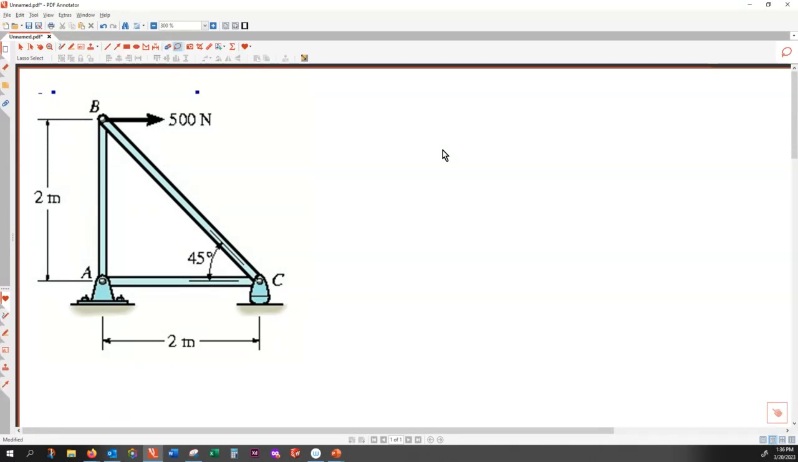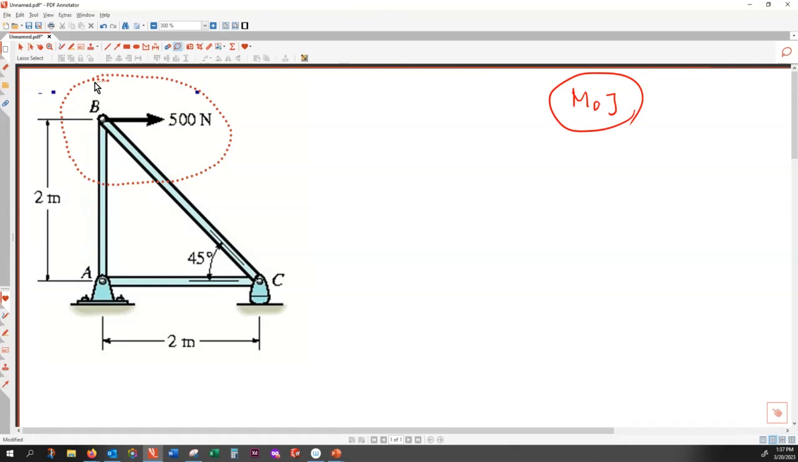So how do I go about solving this problem? Let's use the method of nodes, or method of joints. So how does the method of joints work? You make an enclosure. This is an enclosure. And this enclosure is cutting my structure through BA. It's cutting my structure through BC. Can you see that?